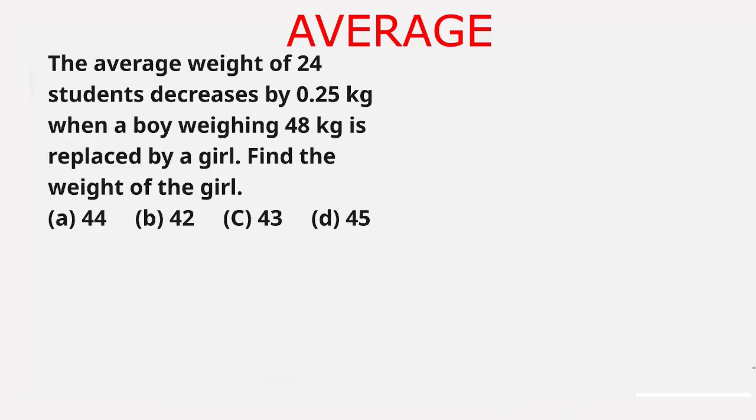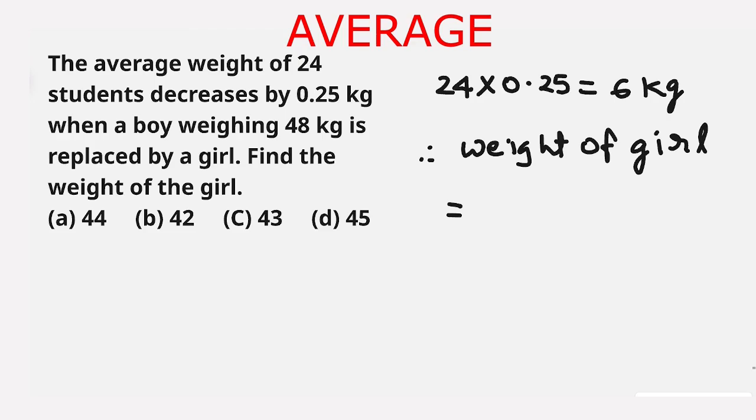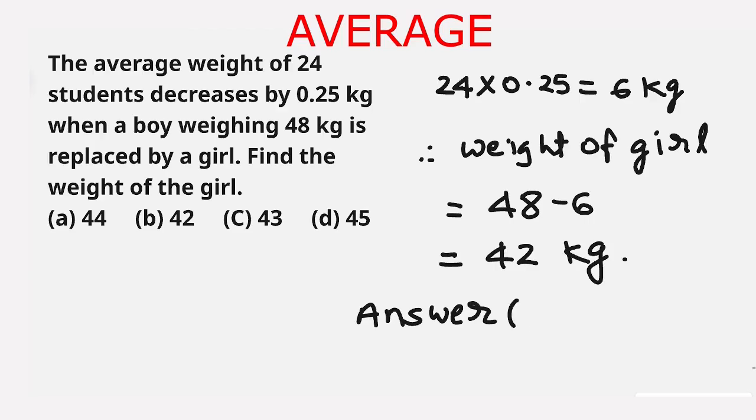The total decrease in the weight of 24 students is 24 multiplied by 0.25 kg, and this is equal to 6 kg. 1/4 of 24 is 6 kg. Therefore, the weight of the girl is equal to the weight of the boy, which is 48 kg, minus the decrease in the total weight of 24 students, which is 6 kg. So this is equal to 42 kg. And from the given options, our answer is option B 42 kg.